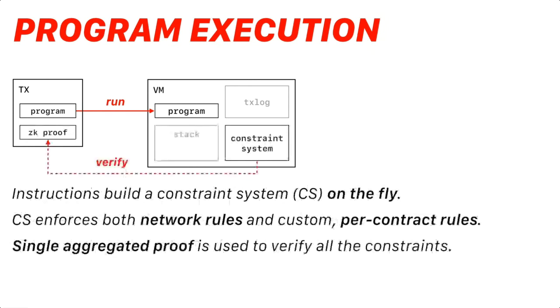Instructions produce two kinds of effects. The first is the constraint system. It is built on the fly by the executed instructions. The constraint system reflects both the network-enforced rules and additional custom rules coming out of the contracts. When execution finishes, the entire set of constraints is verified using a single zero-knowledge proof using the Bulletproofs protocol.